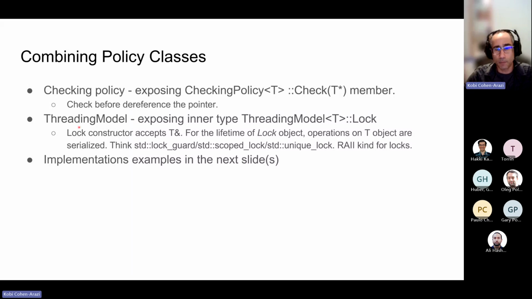The threading model would expose maybe a member or an inner type named lock. You can think about it like std::lock_guard, scoped lock, unique lock, all of these RAII kinds of locks. And this is an inner type that can be used, but for single threaded, all of this would be a no-op. They do nothing in the constructor, they do nothing in the destructor, and they would be optimized completely away, and it's really a zero cost abstraction, by the way. This is super cool. So let's take a look at an example.